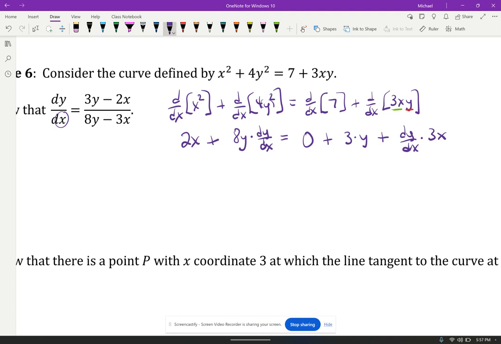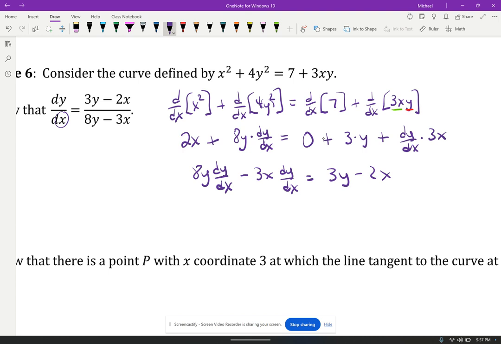Awesome. I'm going to put anything that has a dy/dx on the left side of the equal sign, and anything that doesn't have a dy/dx, I'm going to move to the right side of the equal sign. So 8y dy/dx is already there, but I'm going to subtract this to the other side of the equal sign and set it equal to 3y, which is already there, but I'm going to subtract this to the other side of the equal sign. And now I have everything with the dy/dx on one side, anything that doesn't have a dy/dx on the other side.